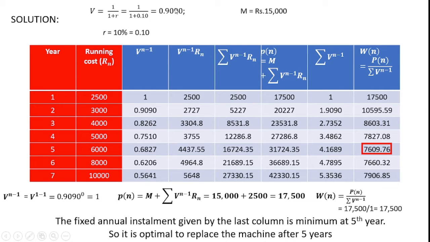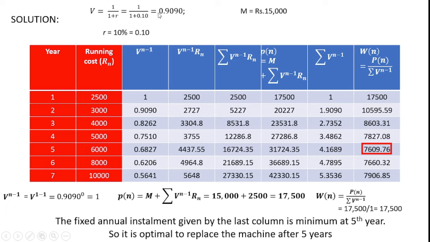For assigning this value into the table, for the first year I can't use the same value 0.9090, because the formula is V power n minus 1. Here, what is n? The year value is n. According to the first serial number, the year is 1. So V power n minus 1 is equal to V power 1 minus 1, because the year is 1. I substitute the value n equal to 1, so that V power 1 minus 1.